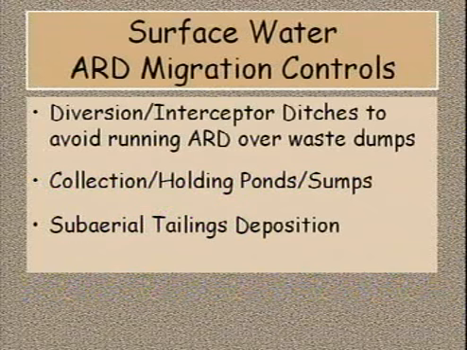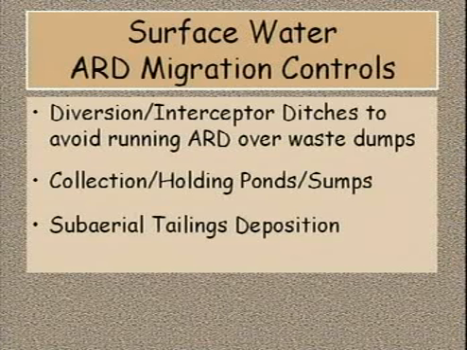Collecting surface water that's contaminated with ARD is pretty straightforward. Some of the diversion ditches that Harry talked about could be used easily. And these ditches could be used to direct ARD into holding ponds and sumps for transferring to treatment facilities, which we'll talk about in a few minutes. But diversion ditches can also be used to keep a small volume of bad water from mixing with a large volume of good water.